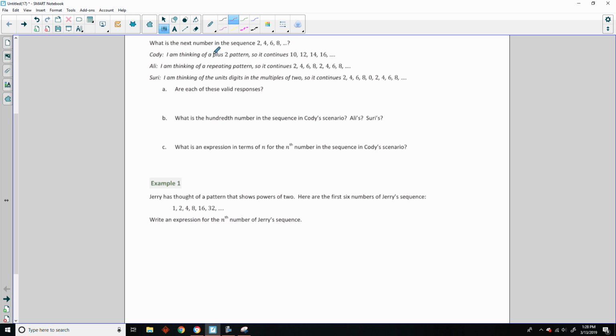Cody said, I'm thinking of a +2 pattern, so it continues 10, 12, 14, 16. Allie says, I'm thinking of a repeating pattern, so it continues 2, 4, 6, 8, 2, 4, 6, 8. Suri says, I'm thinking of the units digits in the multiples of 2, so it continues 2, 4, 6, 8, 0, 2, 4, 6, 8. Are each of these valid responses?